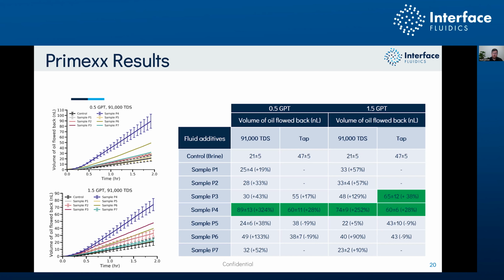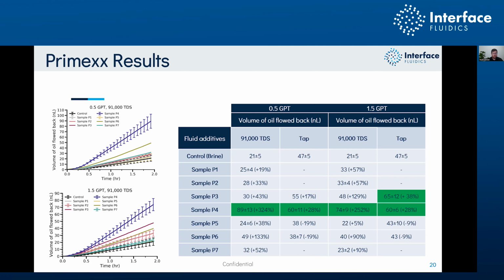And if we look at sample P4, in either of the two loading scenarios, we can see we have an increase of about 10 or 15% when we move to these high saline waters. And then at the top, you can see we've run with a 0.5 GPT loading of the surfactant or a 1.5 GPT loading of the surfactant. By reducing the concentration of the surfactant from 1.5 GPT, which is the manufacturer recommended loading, to 0.5 GPT, we see an increase of almost 100% in terms of the amount of oil being produced.